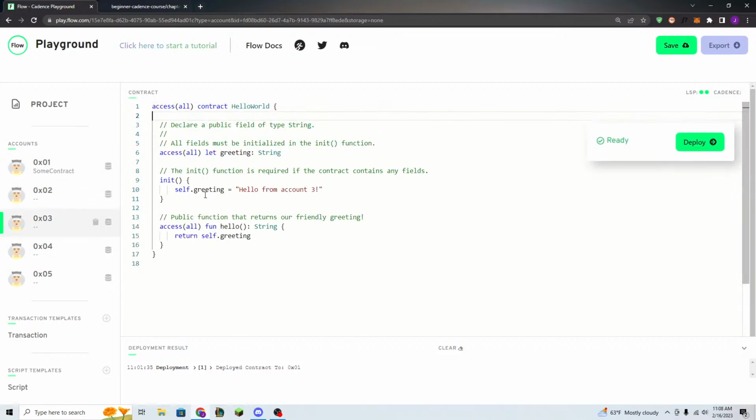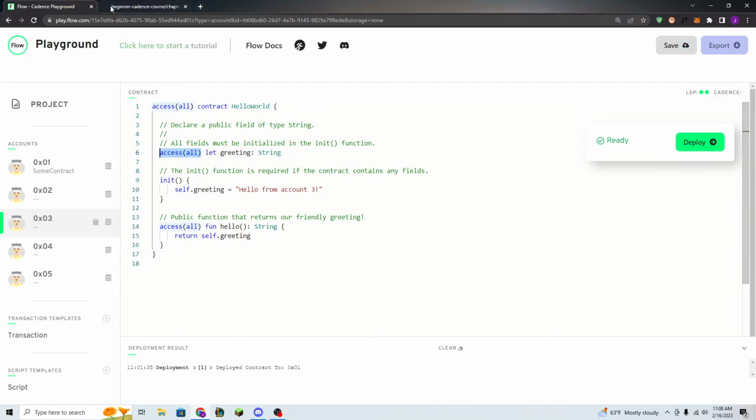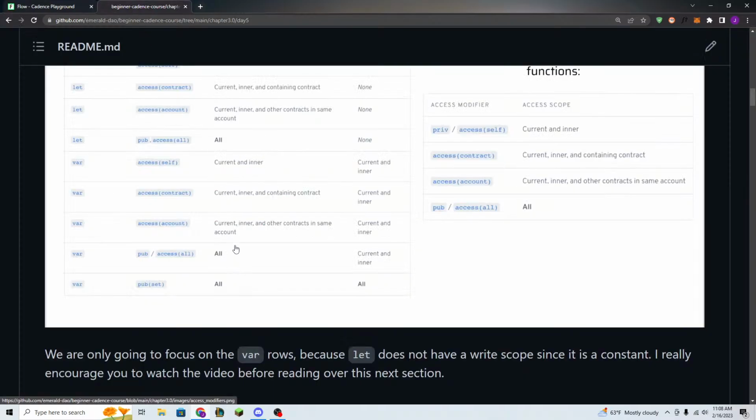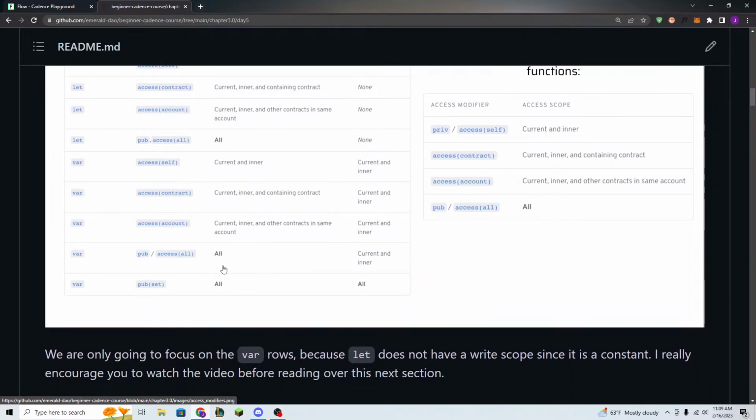And in fact, on the playground, when you go ahead and look at contracts, you'll see that sometimes they actually write access all as the default. I always think it's a lot easier just to write it as pub, just because it's a lot shorter, but it's the same exact thing. So the read scope is all. Now, this is where things get a little confusing. What does it mean for the read scope to be all or the write scope to be current and inner?